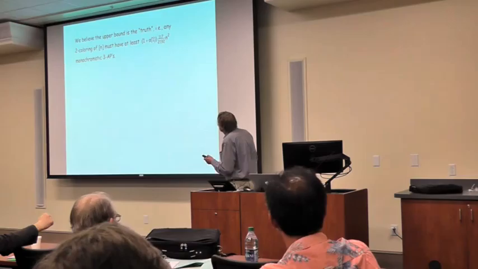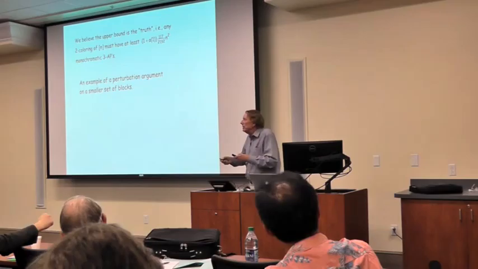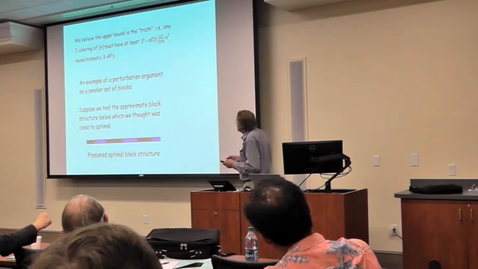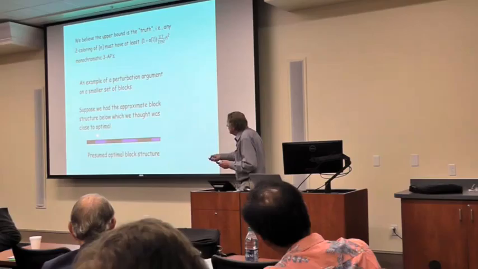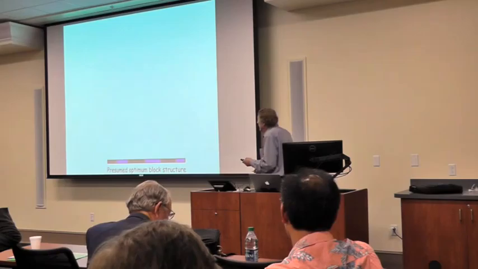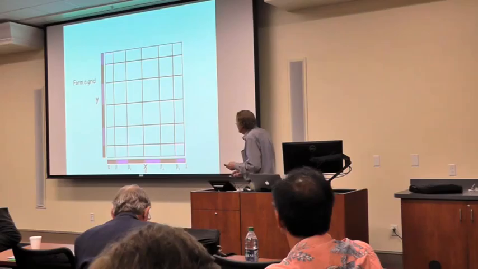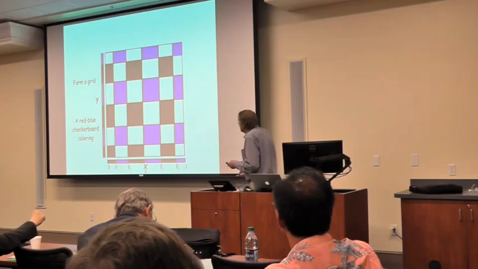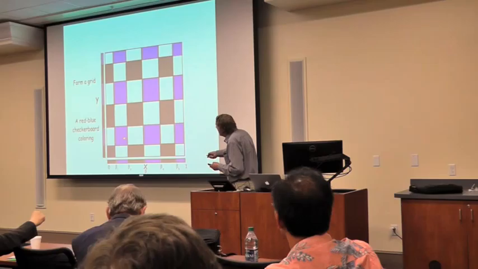And here's what you do. Once you get this approximate picture, there's a perturbation argument that works as follows. Suppose you had an approximate block structure. You thought, this is pretty close to optimal. Okay? Well, so here's your block structure you think is pretty close. What you're going to do is put the same block structure on the y-axis, and then you're going to color these squares in here. So in here, this is blue, and this is blue, so any point x, y in here, they're both blue. Or here, they're both red.